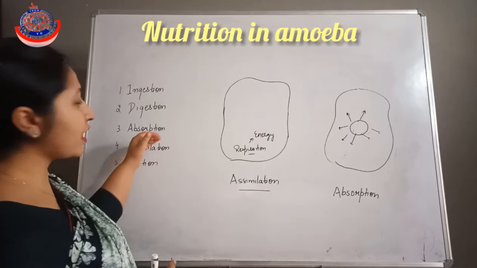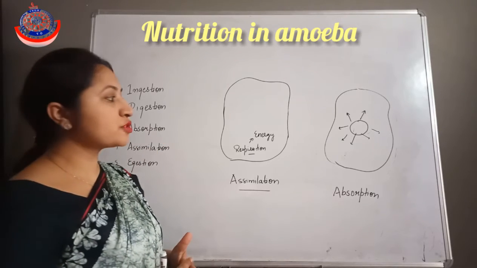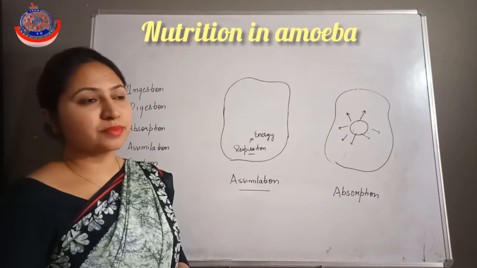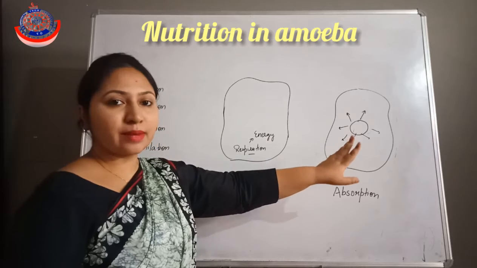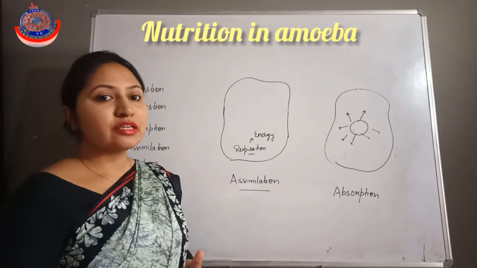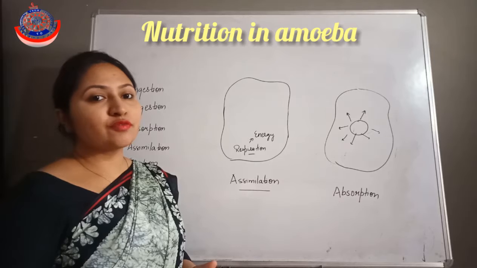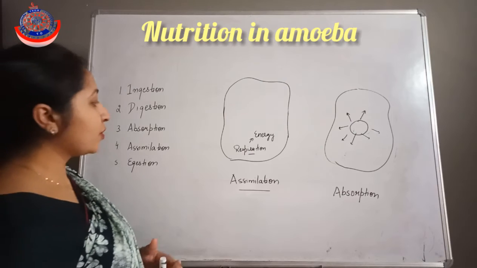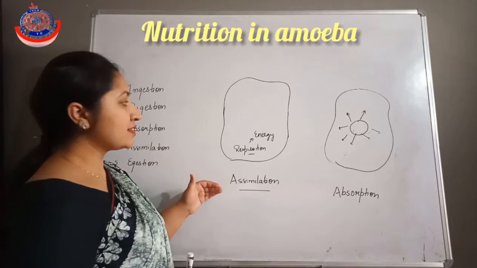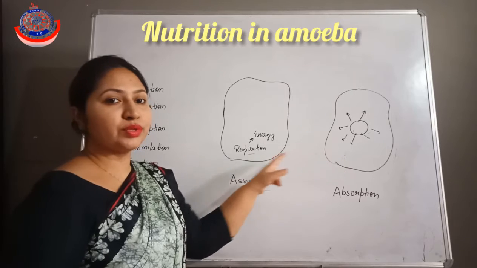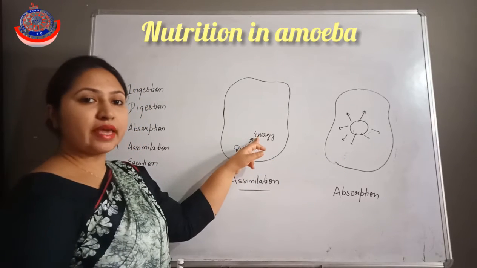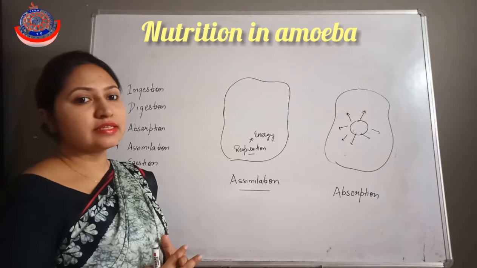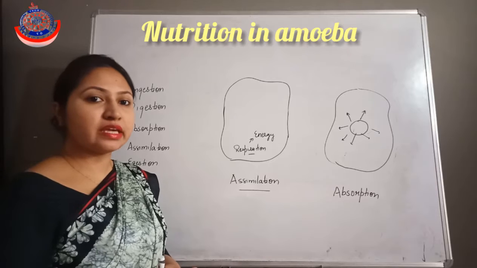Now next is the absorption process. In absorption, the food which is digested is absorbed by the cytoplasm. The digested food comes into the cytoplasm because it is a unicellular organism, so for transportation a circulatory system is not required. Now next is assimilation. In assimilation, this digested food during the respiration process provides energy, and this energy is used for increasing the size of the cell, which means it helps in the development of the cell.